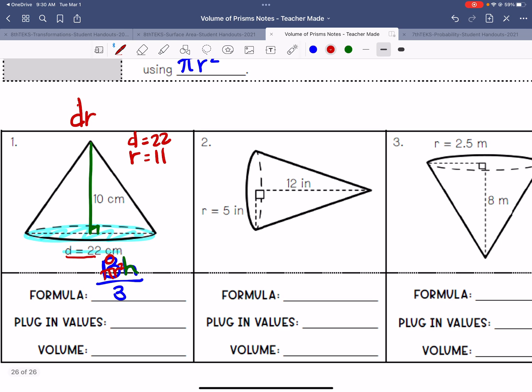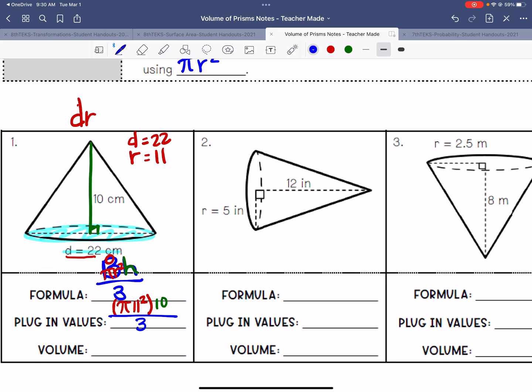So area of the base is going to be pi times 11 squared. And then we're going to multiply that by the height of 10. And all of that is going to be divided by 3.